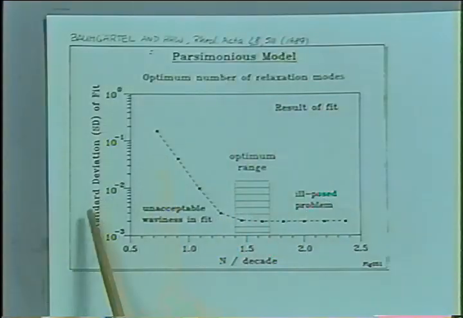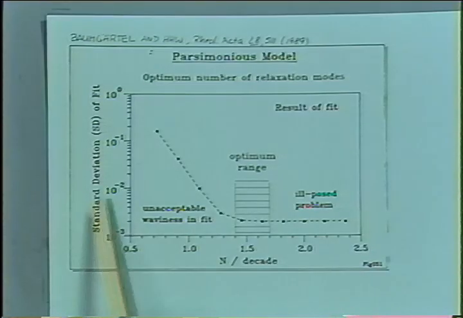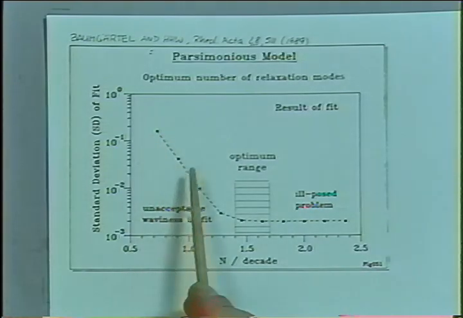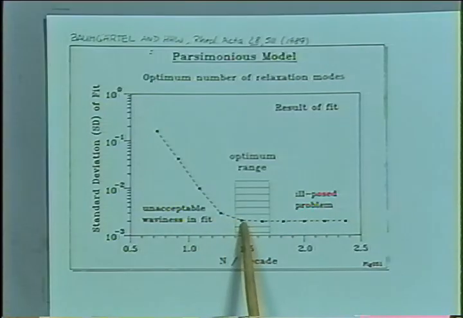And we realize that the fit will be better if we take more and more relaxation modes. If we take n very small, then the deviation will be very large. Let's say if we take just 1 or 2 Maxwell modes for describing the whole spectrum, it will be very wavy. But if we increase the number of modes, then the fit will be better and better, but it doesn't keep improving. At a certain level, the improvement is not significant anymore, and it stays about constant.